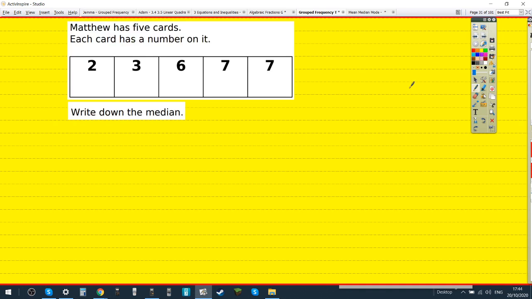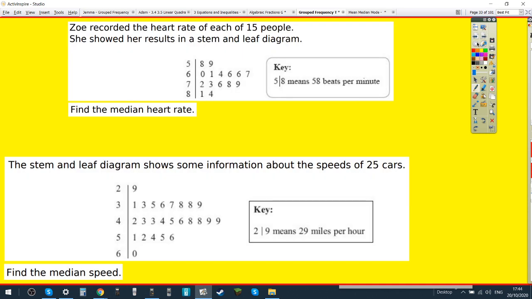Okay, median. Matthew has 5 cards. Each card has a number on it. Work out the median. So is the median 6? Yep. Any idea how you do the top one here?